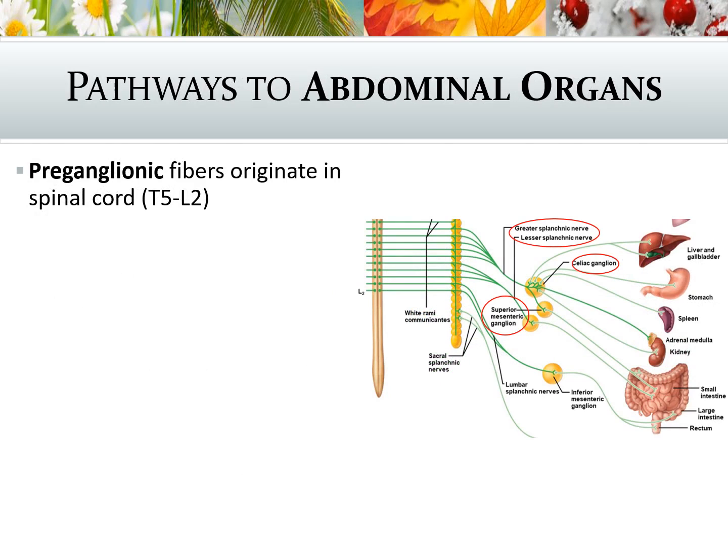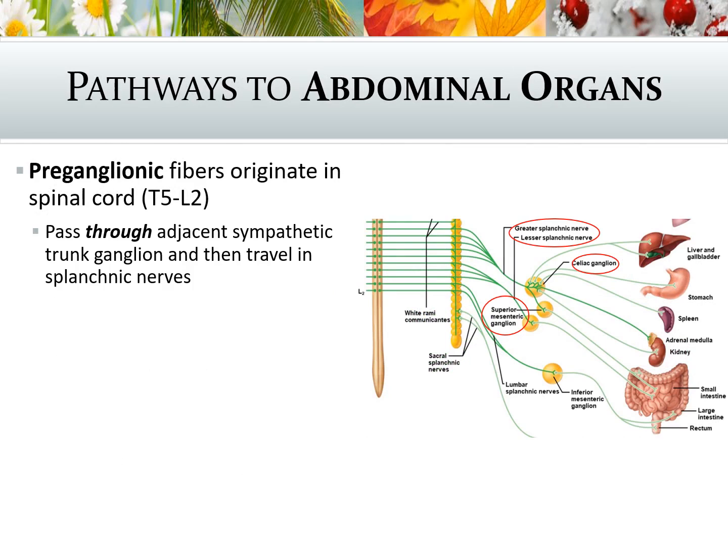So now how do we get to the abdominal organs? The preganglionic fibers are going to actually pass through the sympathetic trunk ganglion. So this is where we don't synapse on the sympathetic trunk ganglion. We actually pass through and travel through these splanchnic nerves. So they kind of converge onto these splanchnic nerves.